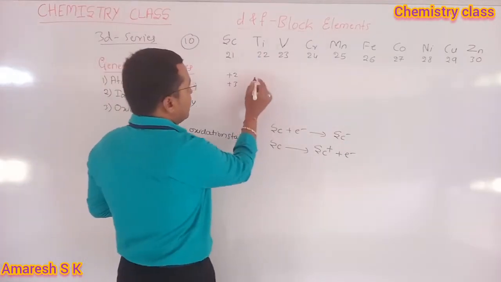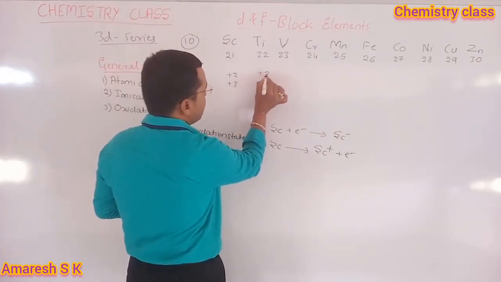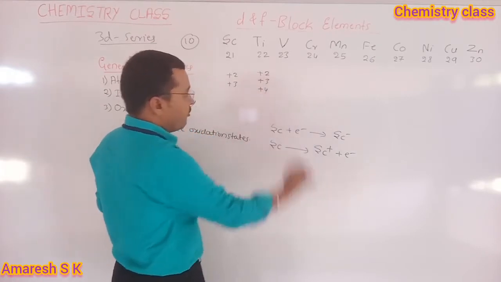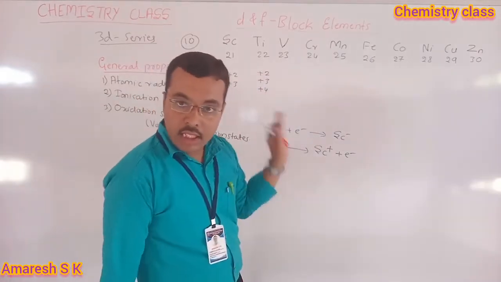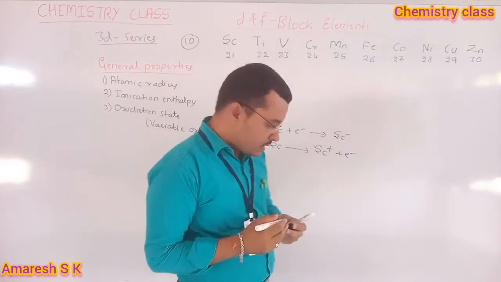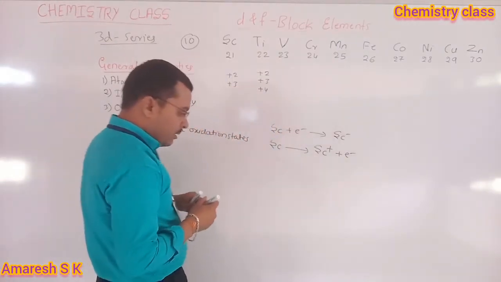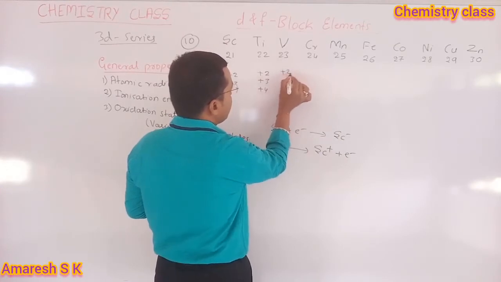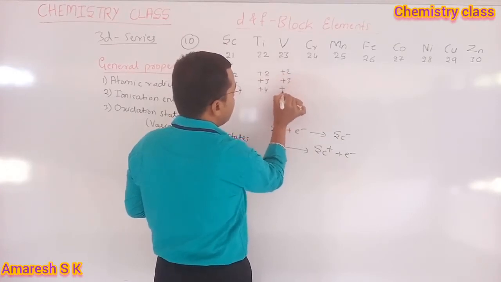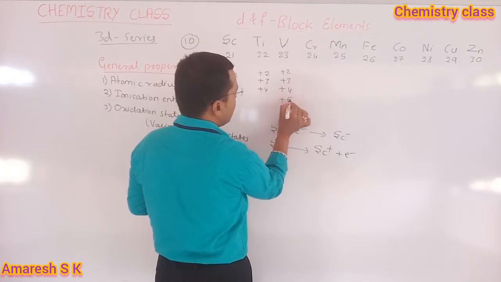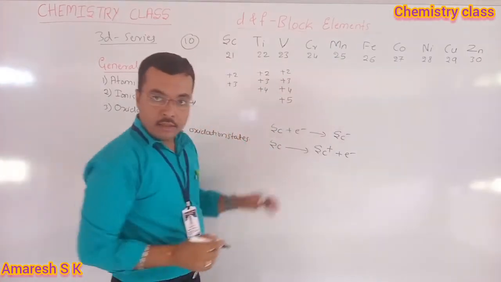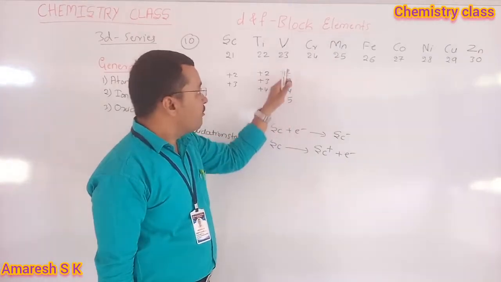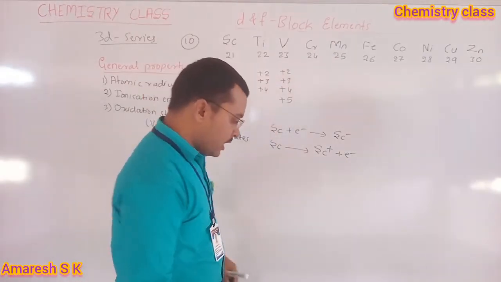Next, titanium will show three oxidation states, +2, +3 and +4. And next, vanadium will show +2, +3, +4 and +5. It means vanadium will show four oxidation states.